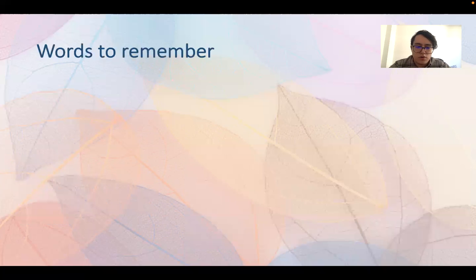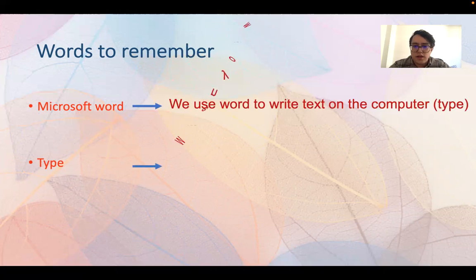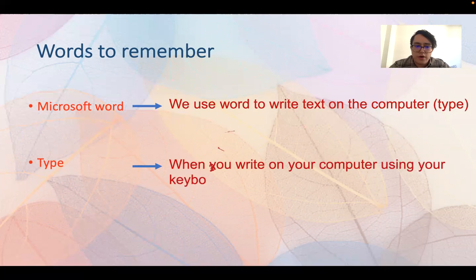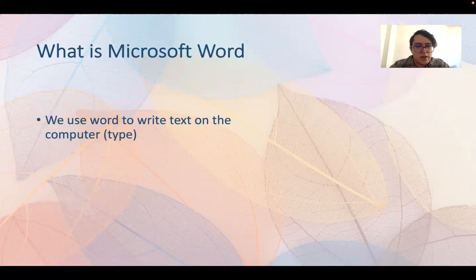Microsoft Word is the program that we use to write text on the computer and type it, and type we already know: using your keyboard to type or write on the computer. We use Word to write text on the computer, or type. It's a software.